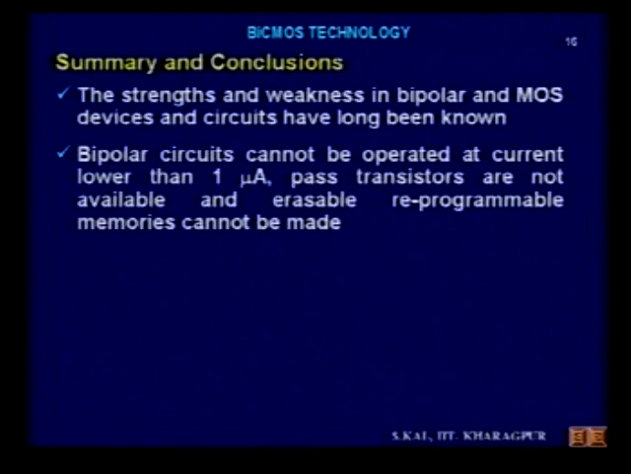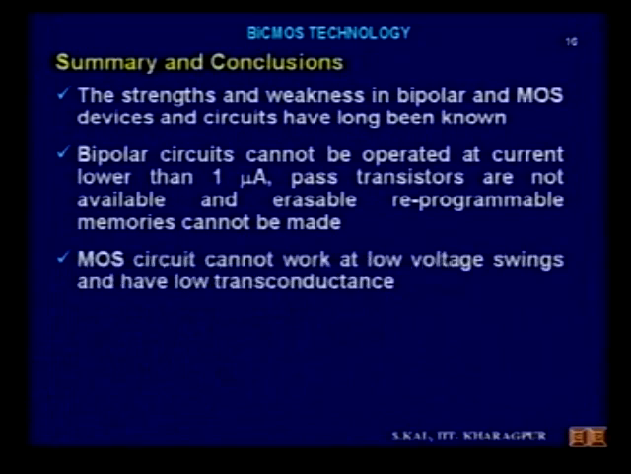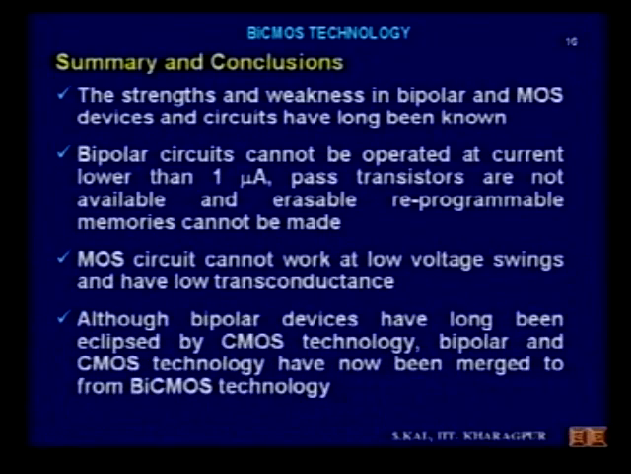Bipolar circuits cannot be operated at currents lower than 1 microampere. Pass transistors are not available, and erasable, reprogrammable memories cannot be made. MOS circuits cannot work at low voltage swing and have low transconductance. Although bipolar devices have long been eclipsed by CMOS technology, bipolar and CMOS technology have now been merged to form BiCMOS technology.